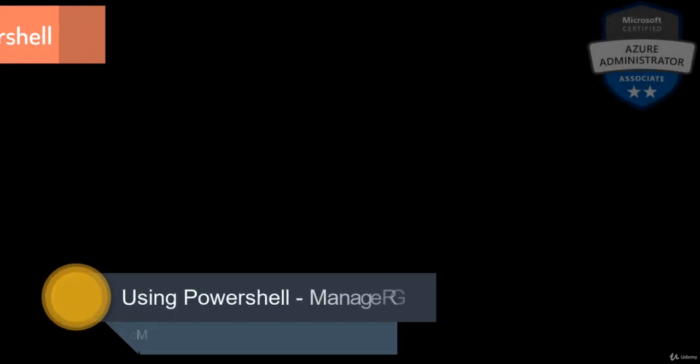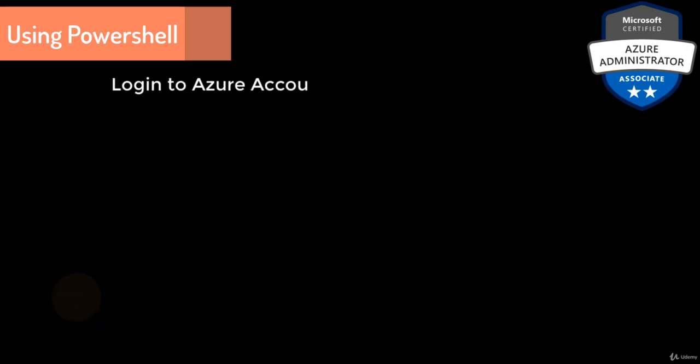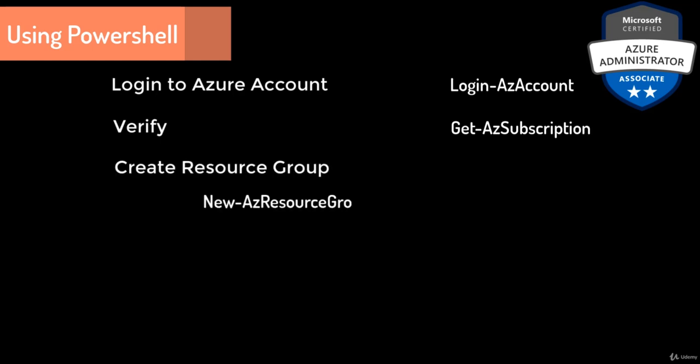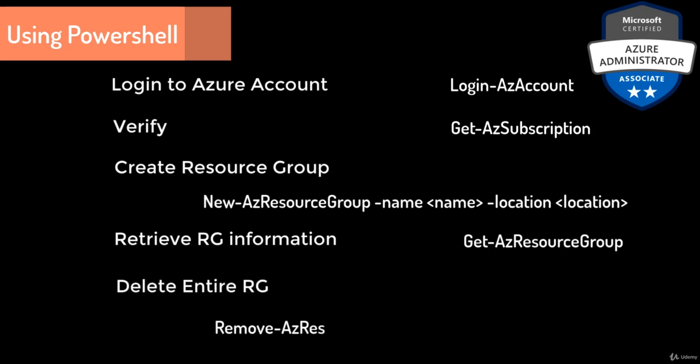In this video, we'll learn how you can use PowerShell to create a resource group. To start with, we will log into your Azure account and then verify if the authentication is successful or not. Then we'll use the following command to create a resource group. We'll also learn how you can retrieve your resource group details with the Get-AzResourceGroup cmdlet. Then finally, to end with, we'll also delete the resource group with the Remove-AzResourceGroup command.